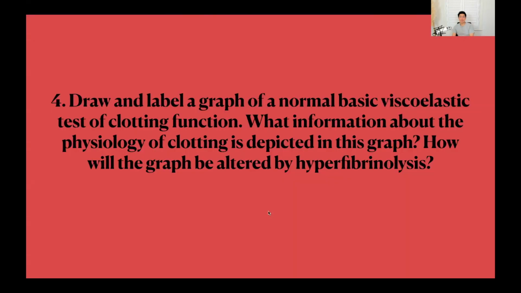This is probably the most difficult question here. I never thought that this would come up in a short answer question. I always thought this would be a Viva question, but there you go. They've made this into a short answer question. So it's draw and label a graph of a normal basic viscoelastic test of clotting function. What information about the physiology of clotting is depicted in this graph? How will the graph be altered by hyperfibrinolysis?